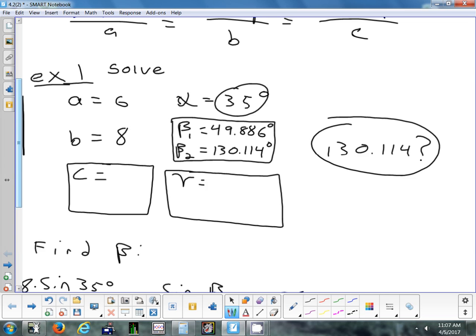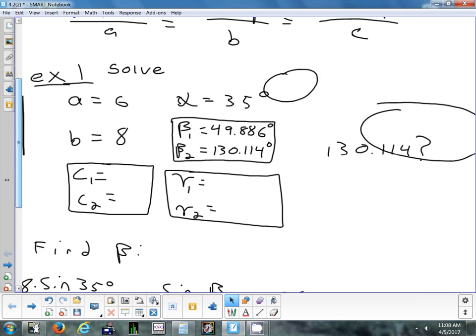Okay, since we have two answers for beta, what else does that mean? Yep, we're going to have two answers for gamma. And we're going to have two answers for C. Okay, so it's really like we're doing two problems now. It's not harder, it's just we have to do everything twice. Okay, let me circle everything that's in one of the problems we're solving.